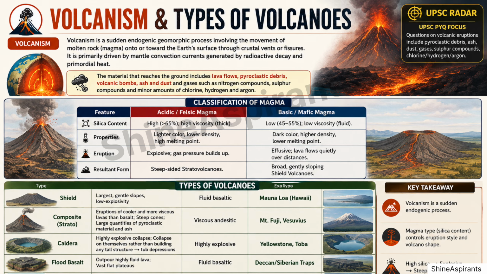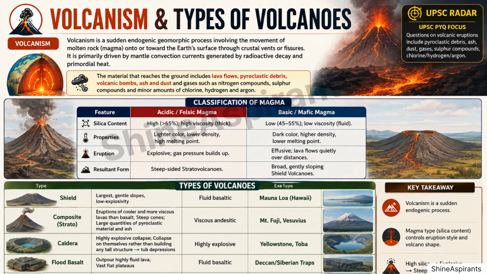Before we understand different types of volcanoes, we must first understand the nature of magma, because the type of magma largely determines the type of volcanic eruption. Broadly, magma can be classified into two types, acidic or felsic magma, and basic or mafic magma. Acidic magma contains a very high percentage of silica, generally more than 65%.